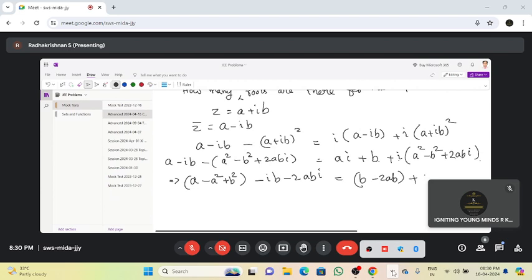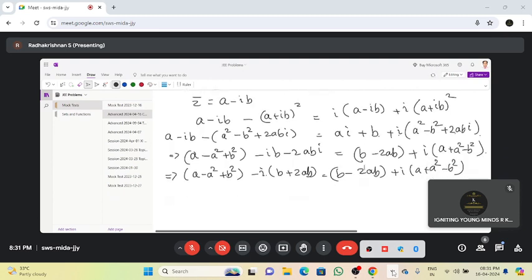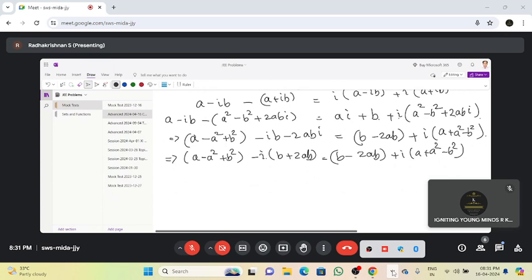Then what are the imaginary parts? Taking i out, we get a plus a square minus b square. This is minus i into b plus 2ab, i into b plus 2ab. So if you equate the real and imaginary parts separately, you are going to get two equations. First we will equate the real parts.